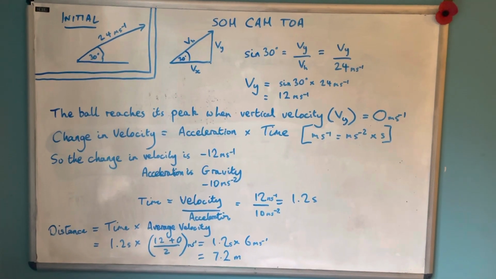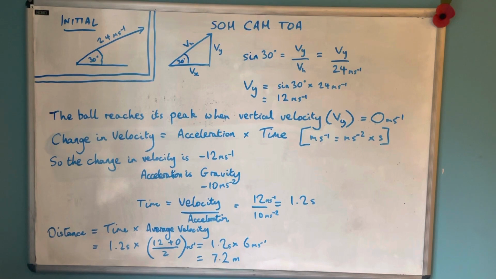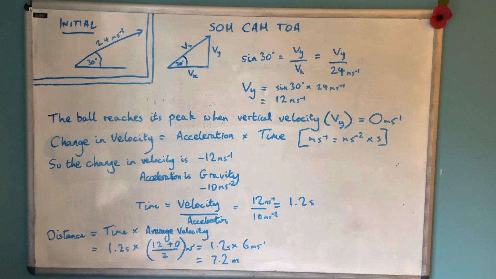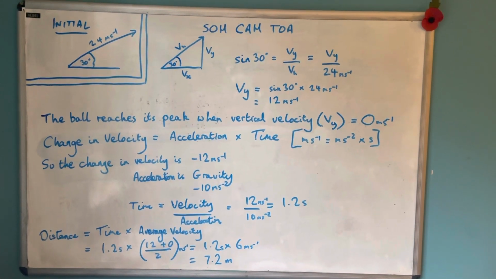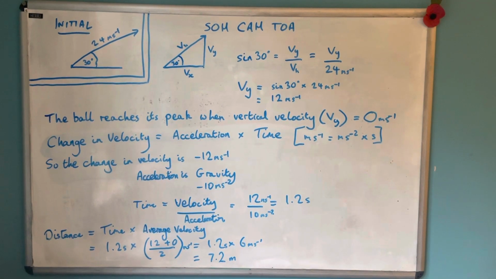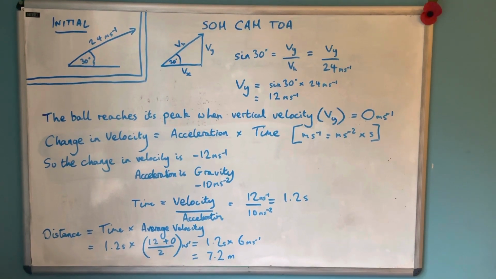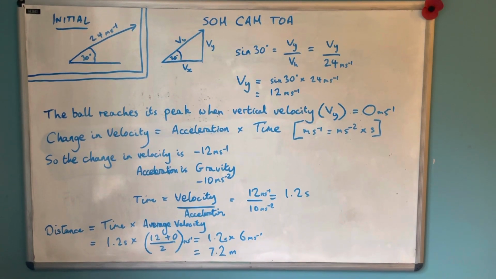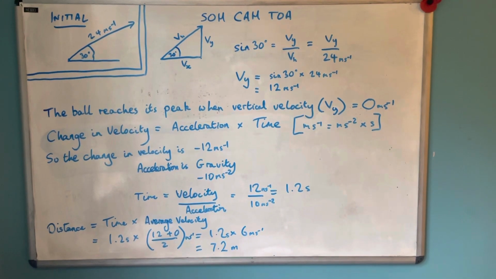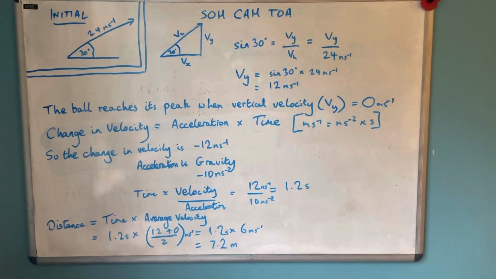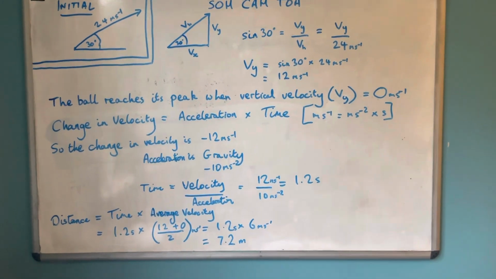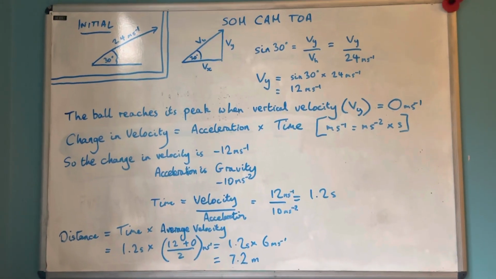And we know that the acceleration is gravity, and they give us that in the formula sheet as 10 meters per second squared. And we know that if we rearrange the change in velocity equals acceleration times time, we can get time equals velocity divided by acceleration, or 12 meters per second divided by 10 meters per second squared. And that comes to 1.2 seconds. So now we know how long it takes for the ball to reach the peak.